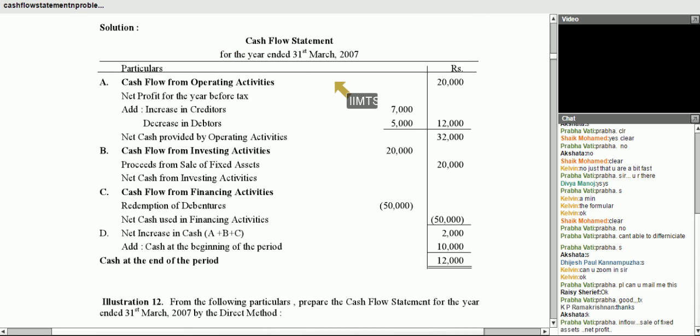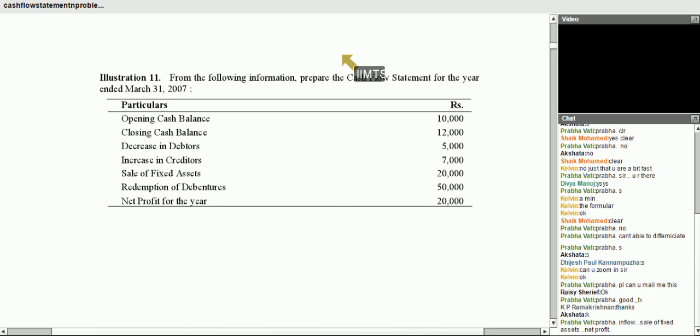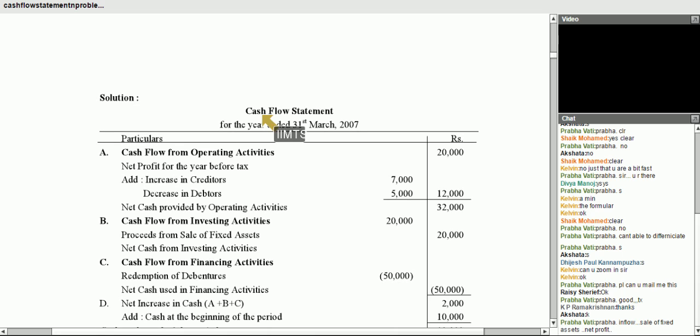So first we will write it like this. Cash flow statement for the year ended 31st March 2007. Then the first thing that comes is cash flow from operating activities, which is 20,000 rupees. You can see, net profit for the year will come, right? This 20,000 will come in cash flow for the operating activities. Net profit for the year before the tax. Sorry, this is the net profit for the year before the tax.